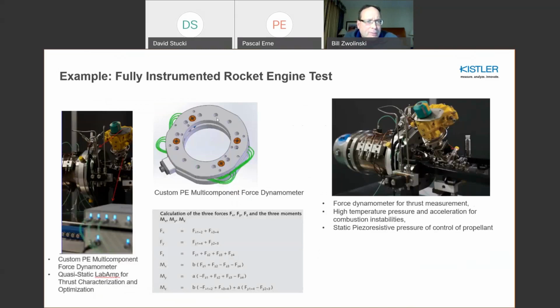This is just a quick example of a custom dynamometer with a thrust stand where it integrates in not only the dynamometer, but also pressure sensors for dynamic pressure of the combustion process, as well as static pressure for control of propellants. You can see here that you can use these fixed expressions that we talked about earlier with charge amps, and data acquisition could readily give you the 6 degree of freedom solution for these types of tests.